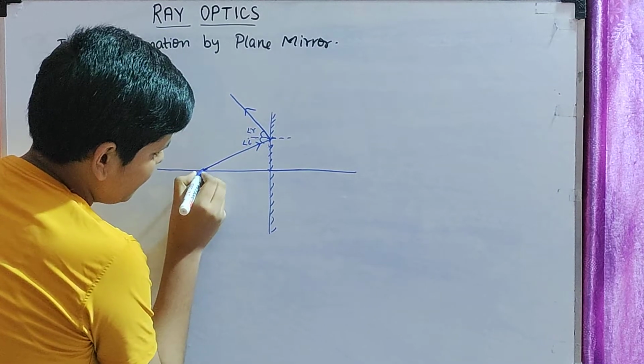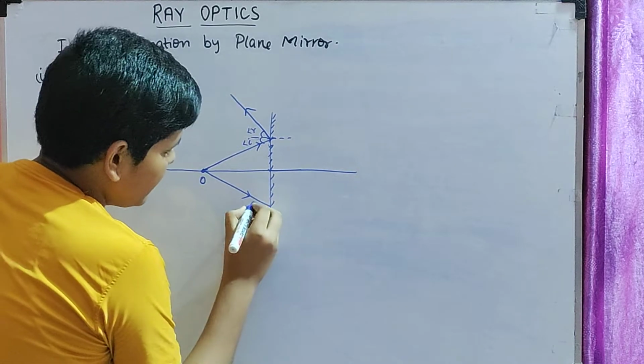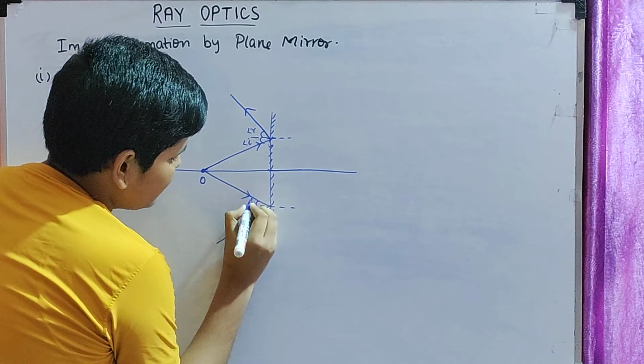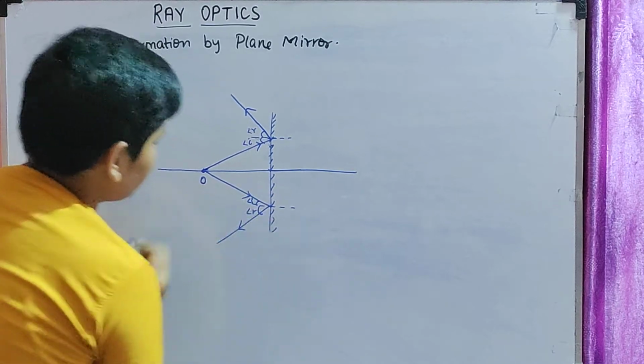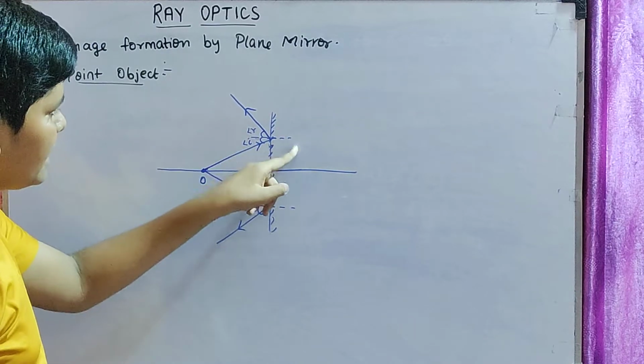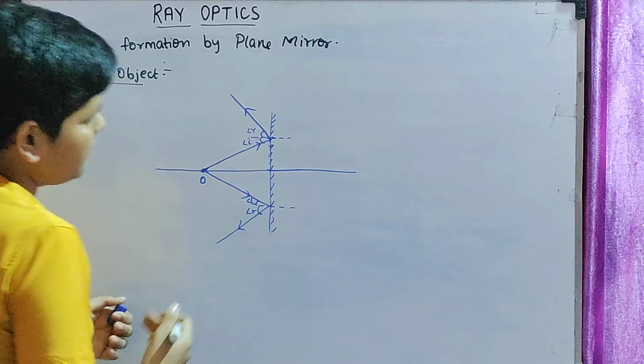Now we take one more ray downside. Here again we draw a normal and we reflect it back. This is the angle of incidence over here, and this is the angle of reflection over here. So now we saw that we took two rays. One we struck up and then reflected it. Second, we struck it down and then reflected it.